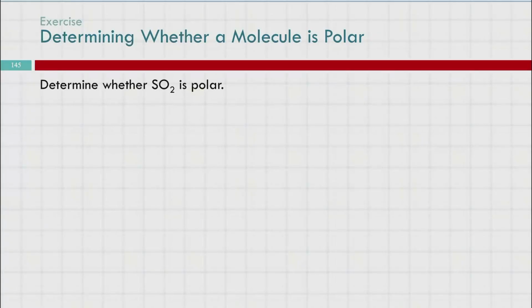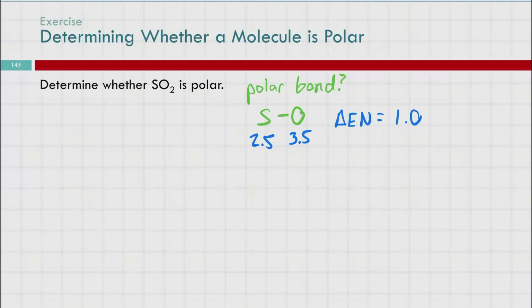All right, the first thing we want to look at is, do we actually have a polar bond? We've got one sulfur that's probably going to bond to the oxygen. So we'll have some sort of sulfur bonded to oxygen bond. Sulfur has a value of 2.5. Oxygen has a value of 3.5, and so our difference there is 1.0. That's very solidly in the polar region. So we do have a polar bond.